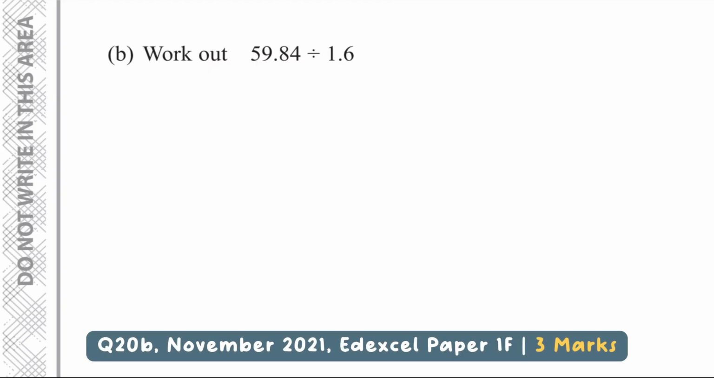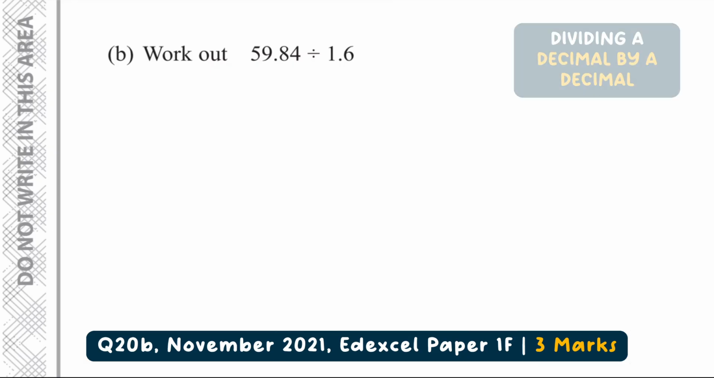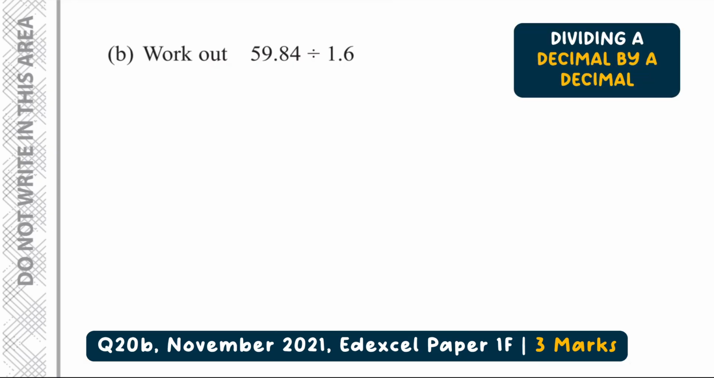Work out 59.84 divided by 1.6. This is a crossover question. Question 20b from Foundation and question 1b from Higher of the November 2021 Edexcel Paper 1. In this video, I'll show you how to divide a decimal by another decimal using factoring and the bus stop method.